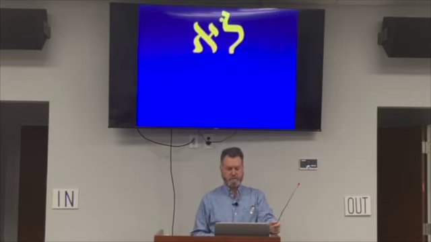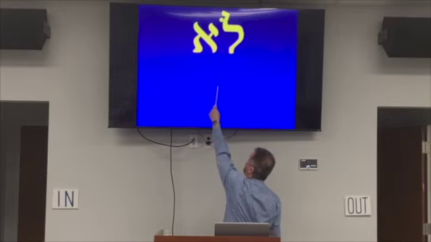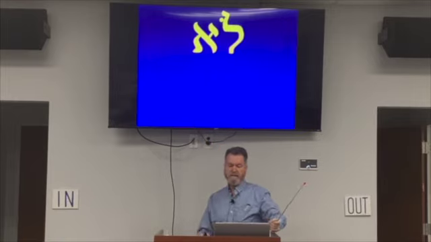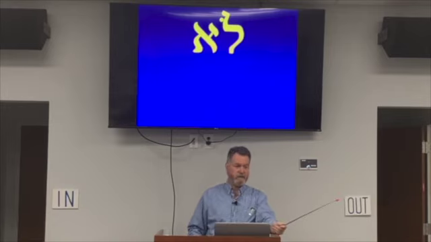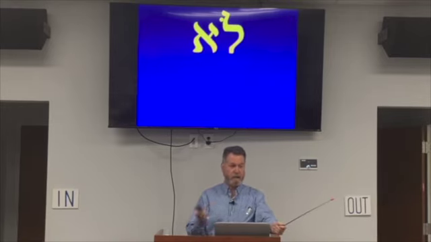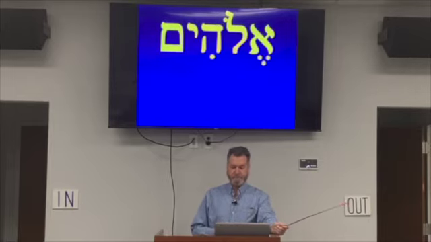Row 5. Lo. Spelled this way, a lamed, and then a cholam without the vav, and then an aleph at the end means no, is not, or isn't. As in lo, lo, lo, no, no, no. We learned that in our vocabulary last week, I believe.